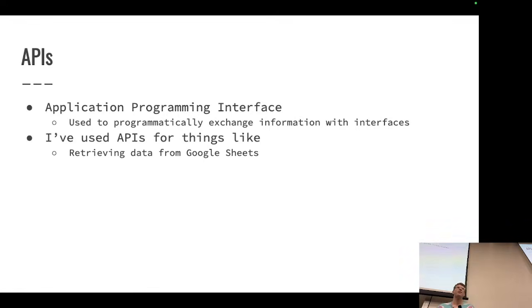APIs mean that we have a consistent way to pull information off of the internet or send information to the internet. I've used it before when I wanted to get data from Google Sheets, because Google has a Google Sheets API you can pull data from.